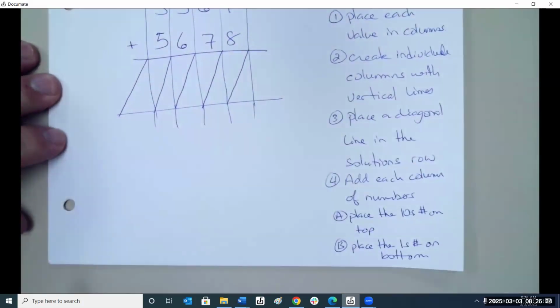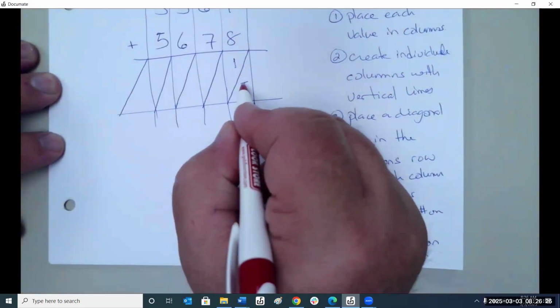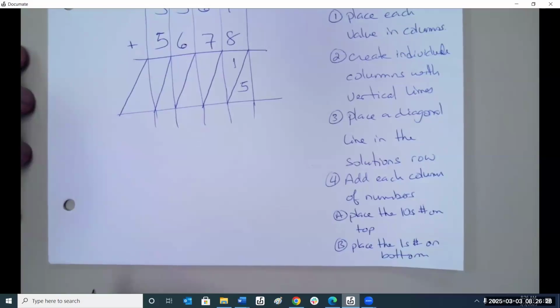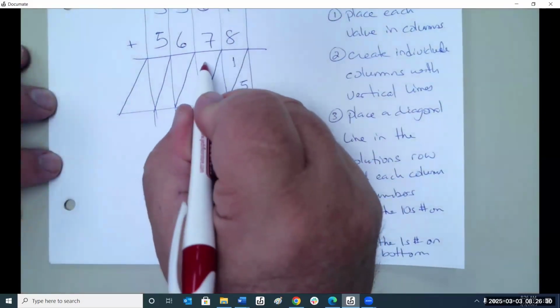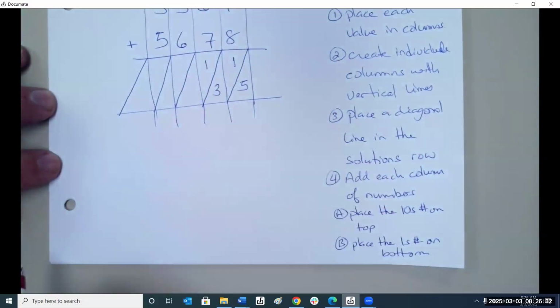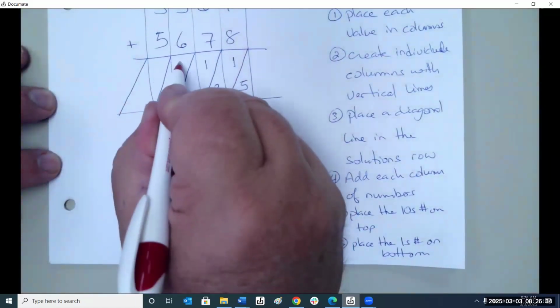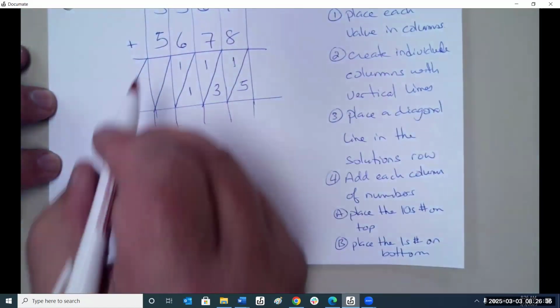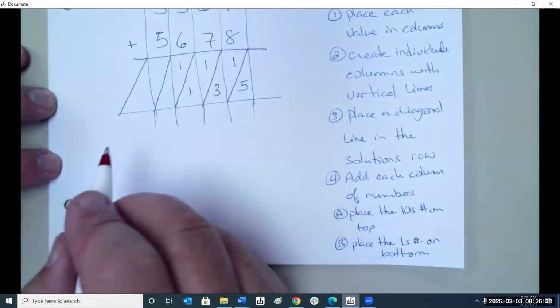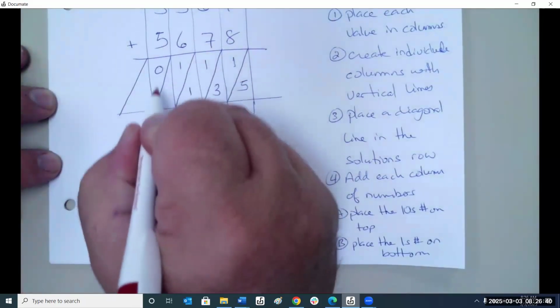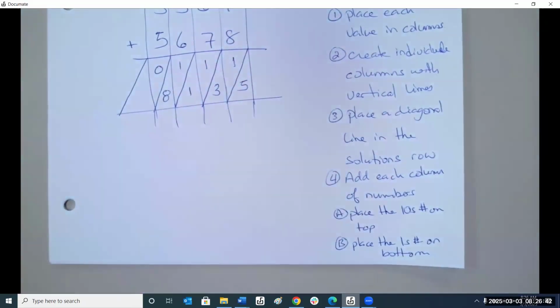So 7 plus 8 is 15. So it's 1, 5. 6 plus 7, 13. 5 plus 6 is 11. 3 plus 5. So it's a 0, 8.